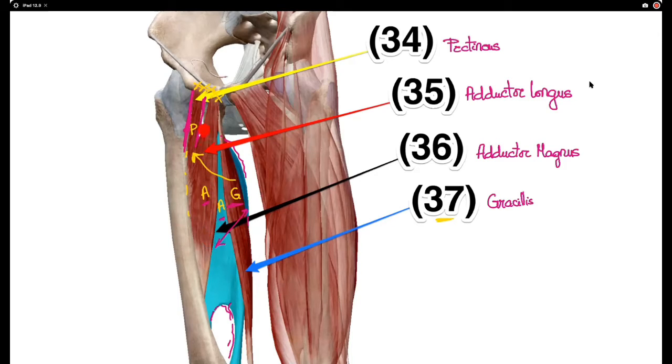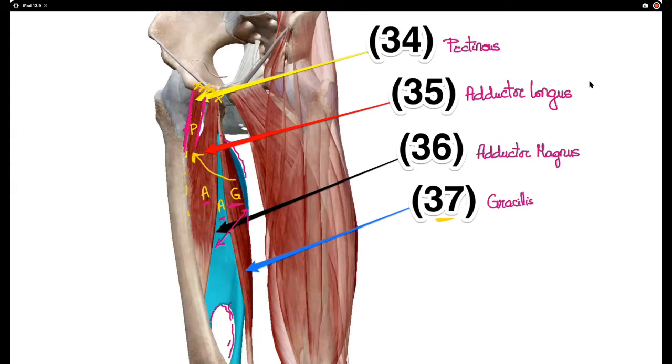All but one, pectineus, adductor longus, adductor magnus, all the three on here are also passing in front of the hip joint, as you notice on here. So they are adding force to the movement that allows you to pull the thigh towards your pelvis.